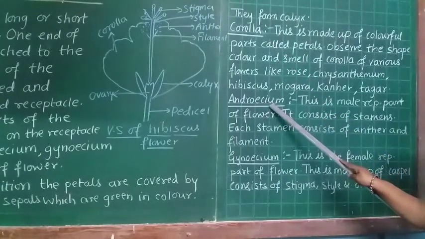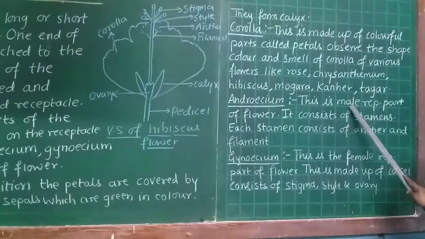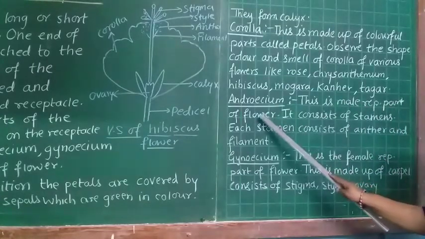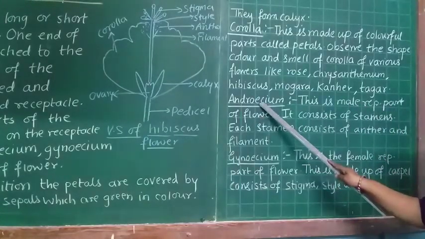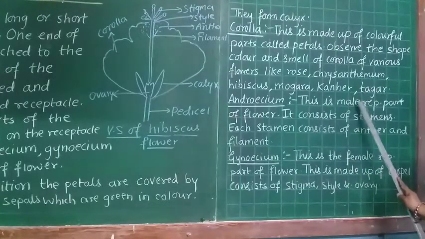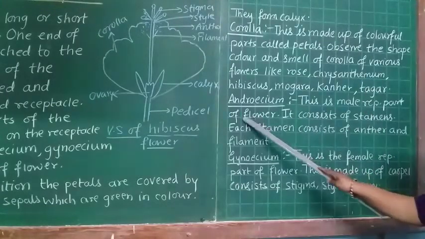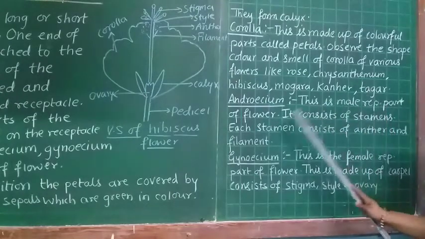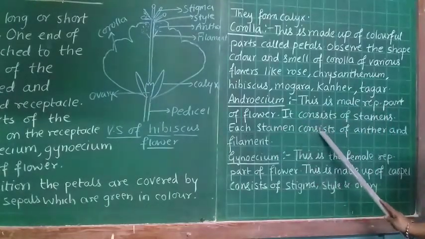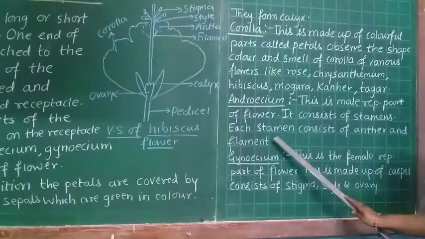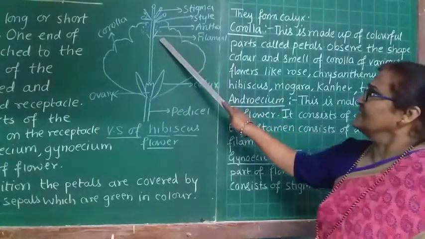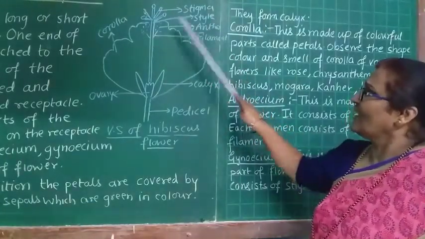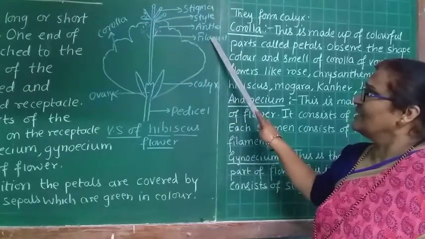Next comes the androecium. This is the male reproductive part of the flower. What is androecium? Androecium is the male reproductive part of the flower. It consists of stamens. Each stamen consists of anther and filament. See here, each stamen consists of anther and filament.